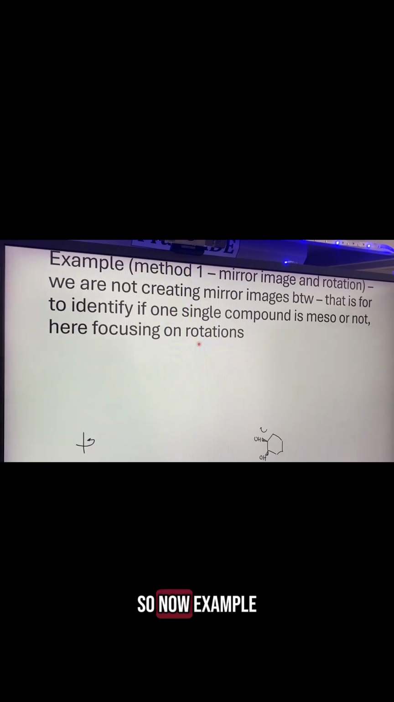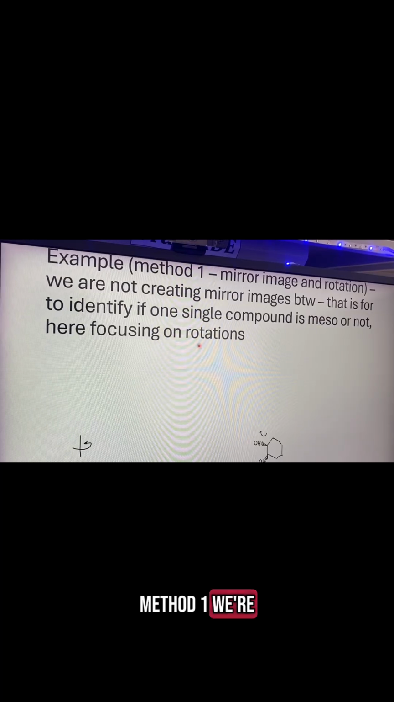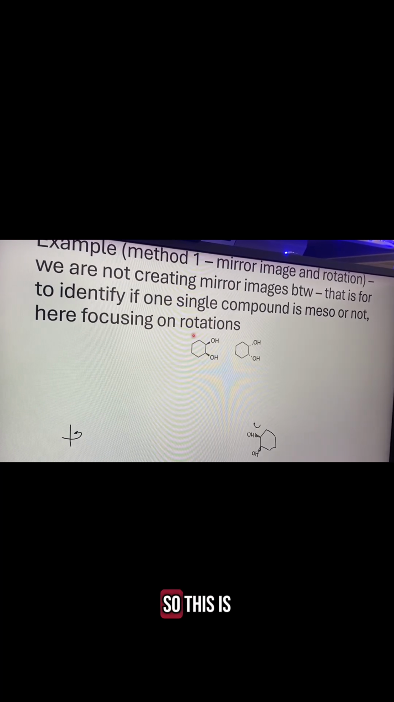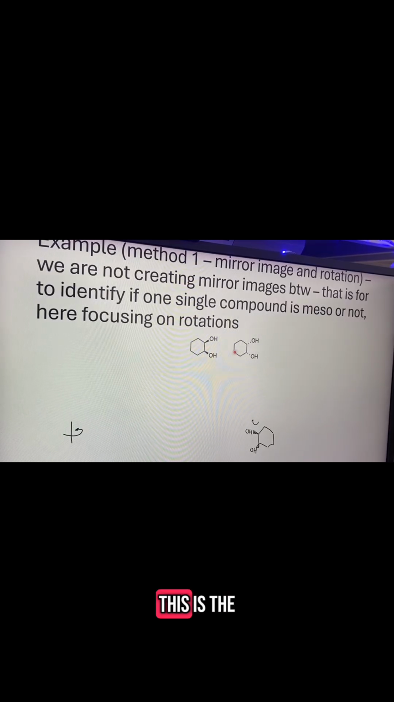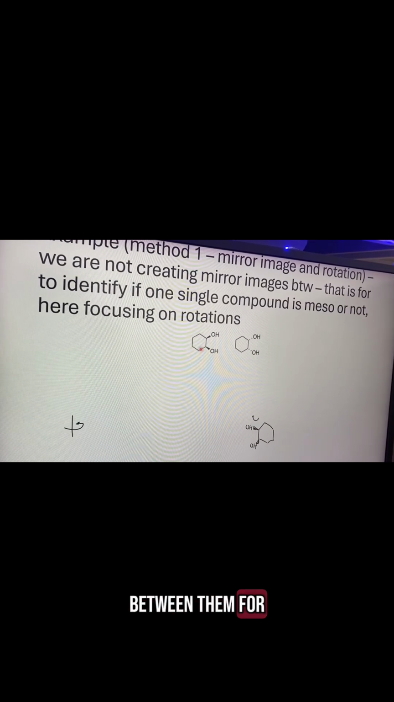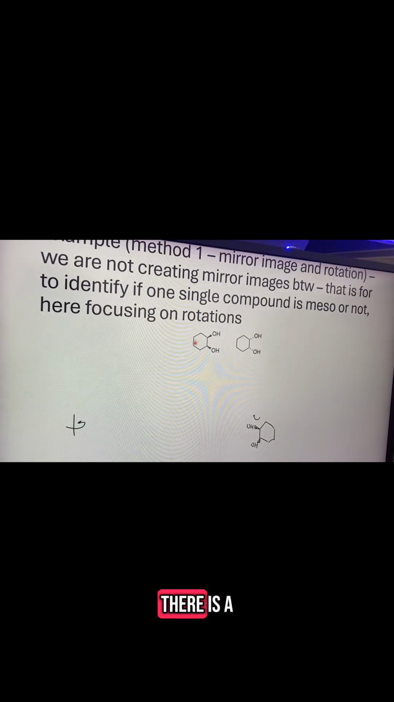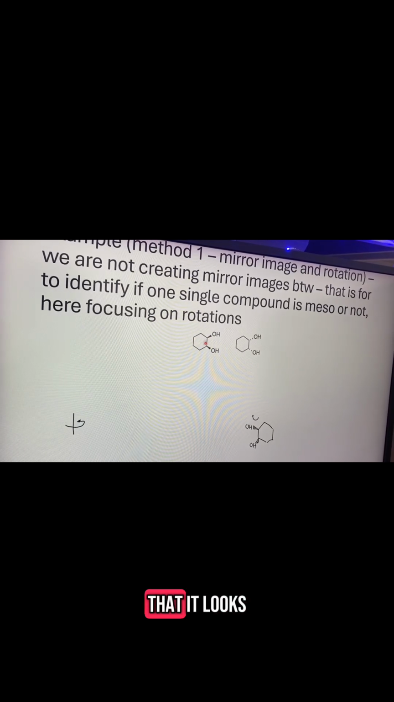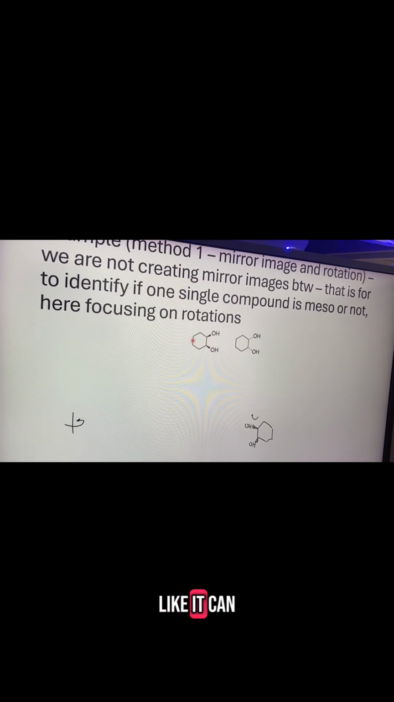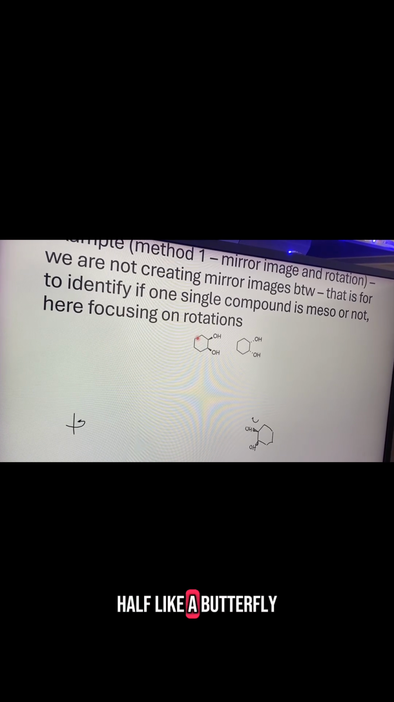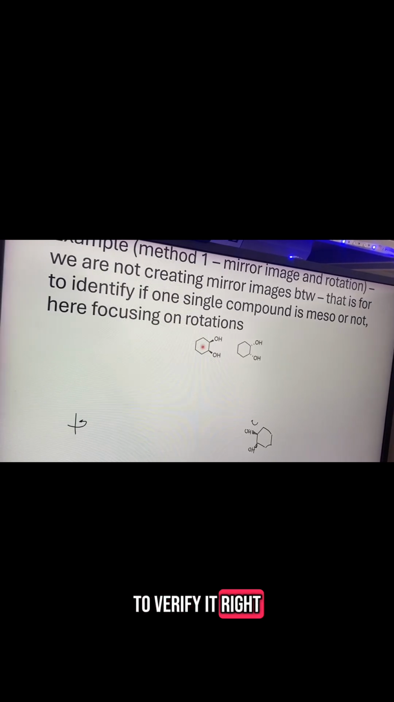So now, example, method one. We're going to use the mirror image and rotation method. So this is a compound and this is the other compound. We have to find a relation between them. For it to be a meso compound, there is a plane of symmetry. For a plane of symmetry, it is very obvious that it looks like a butterfly, like it can be folded, this half can be folded on this half like a butterfly, but we have to verify it, right?